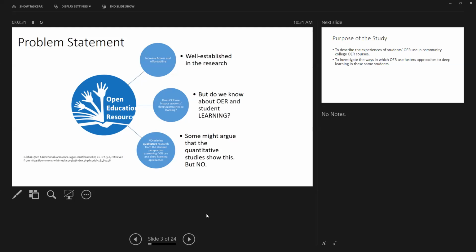Some might argue that we do have some quantitative studies that show this, but I would argue that we have no qualitative studies, which go a little deeper than quantitative studies and are a little different. So I'd like to say that, before my dissertation, I don't think there was any qualitative research that examined the ways students approach their learning when they use OER.